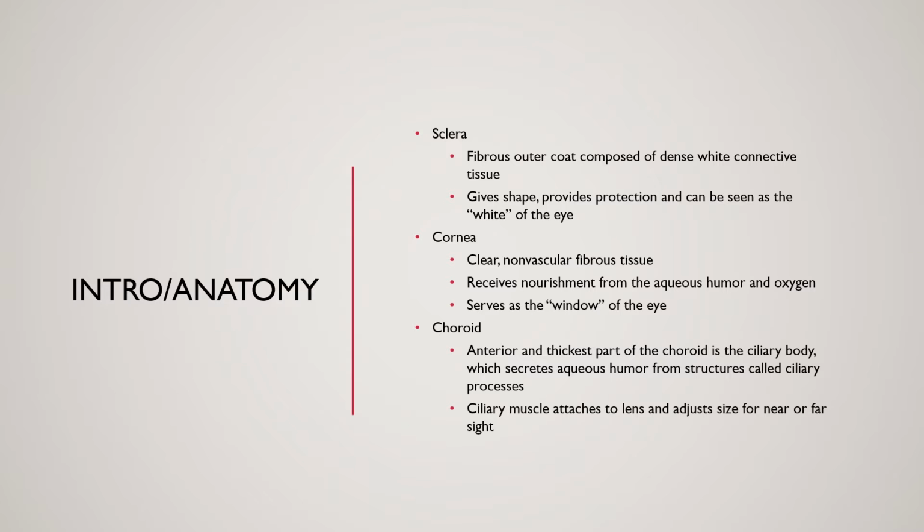Then we have the choroid. The anterior and thickest part of the choroid is called the ciliary body. This is what secretes the aqueous humor from the structures called ciliary processes. And the ciliary muscle attaches to the lens and adjusts the size of it for near or far sight.